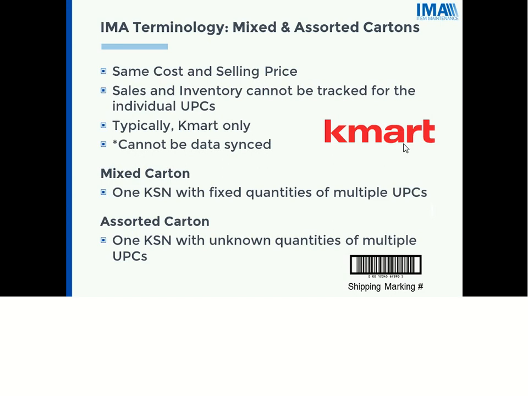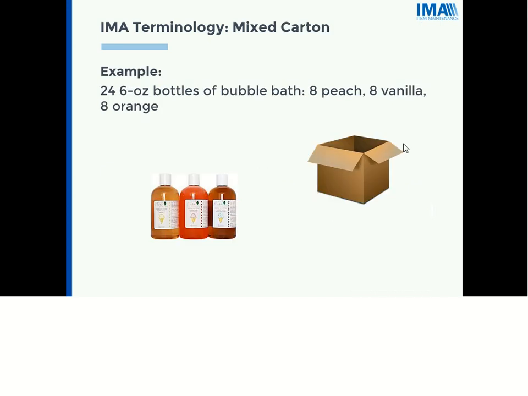So a mixed carton is 1 KSN with fixed quantities of multiple UPCs, whereas an assorted carton is 1 KSN with unknown quantities of multiple UPCs. I'm going to explain that a little bit further, because I know that one sentence is hard to picture until you see a visual.